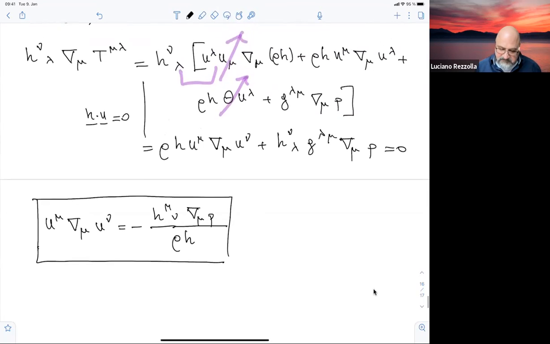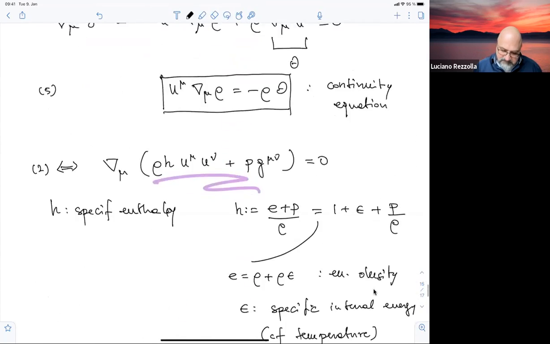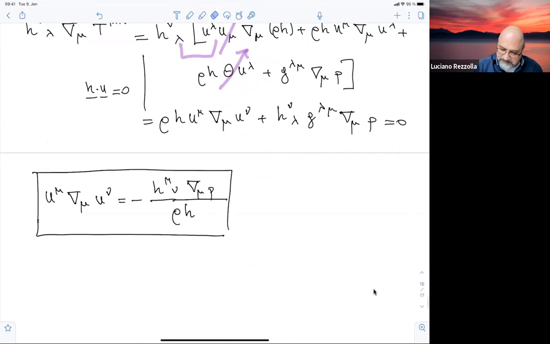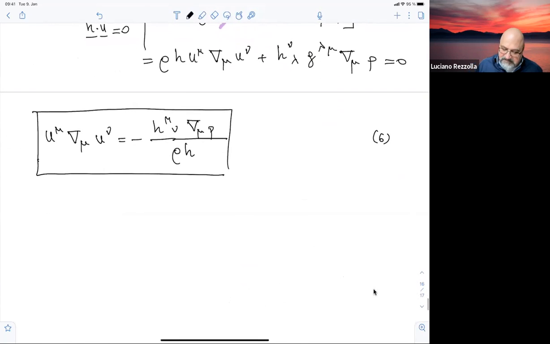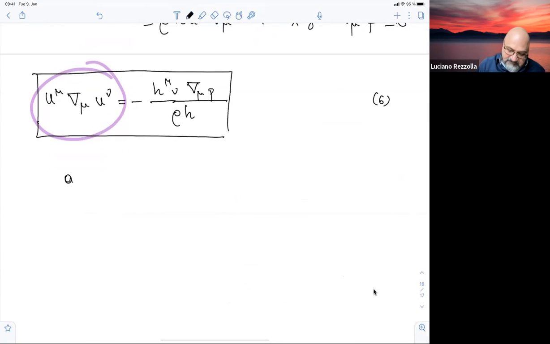And this is an equation which is worth a box. I don't know where I got to, 5, so let's call this 6. Does any one of you recognize this equation? This is a rather interesting equation, because if you remember, that was a few hours ago, no more than one actually. We know what this is. This is the convective derivative of the velocity, so this is just the acceleration. So what we have found is that the acceleration in a fluid is equal to minus this quantity here.